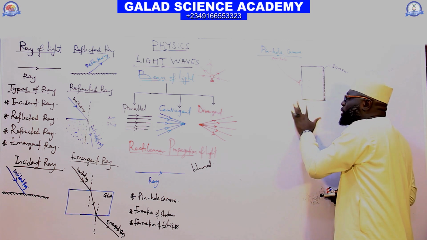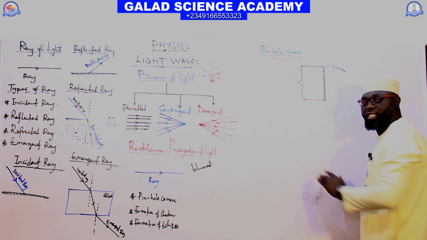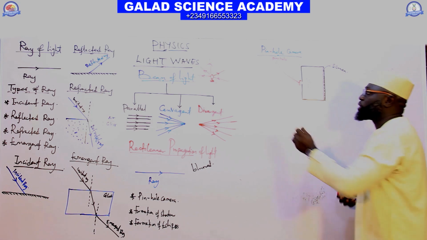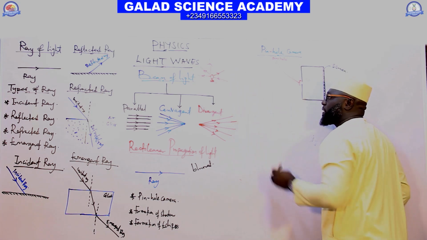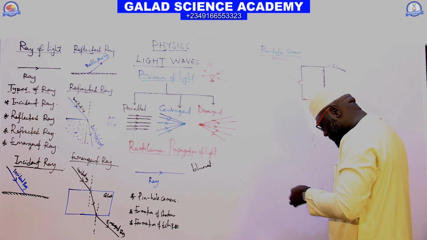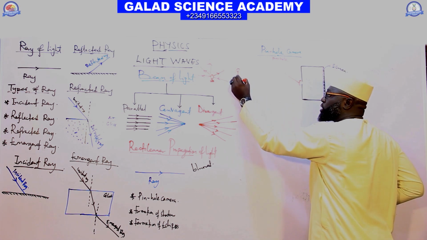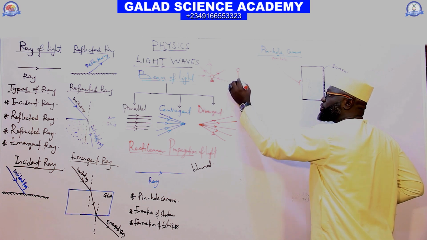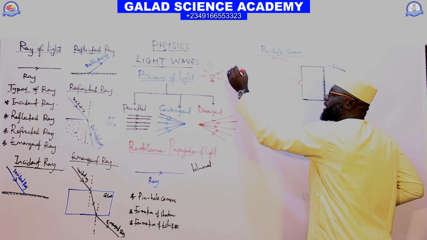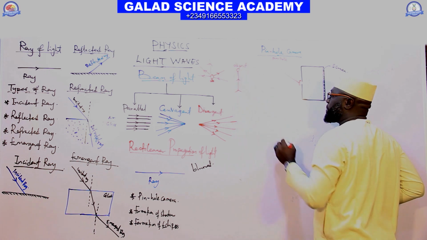Good. And again, the size of the image here also depends on the distance between the camera and the object. Assume that this is the object in front of the camera. Let me put the object here. Assume this is the object we have in front of the camera.